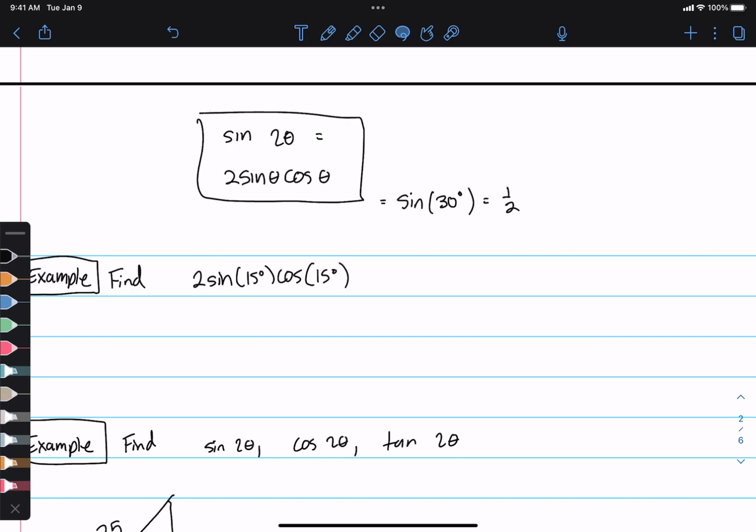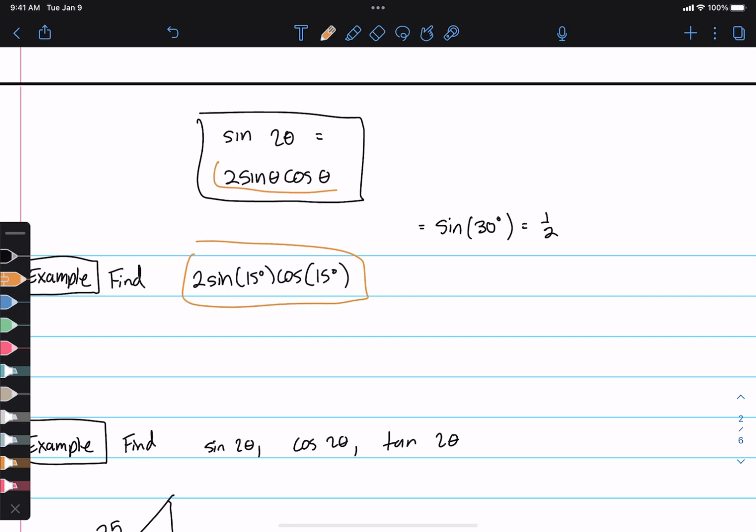Again, we had this initially: 2 sine of 15 degrees times cosine of 15 degrees, which looks like this top part right here. And then we transform that into just the sine of 2 theta, which is sine 30 degrees, which of course we know is 1/2.